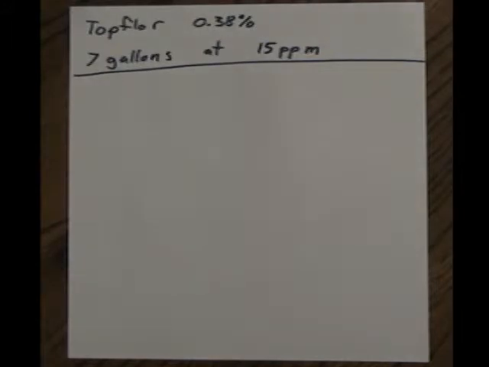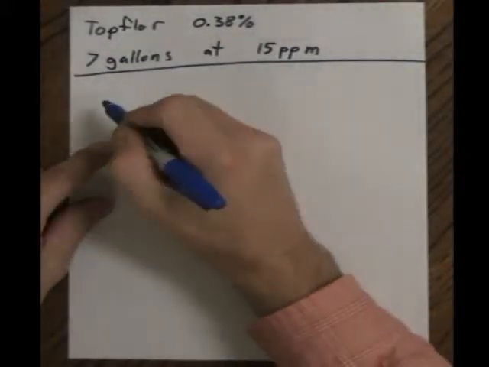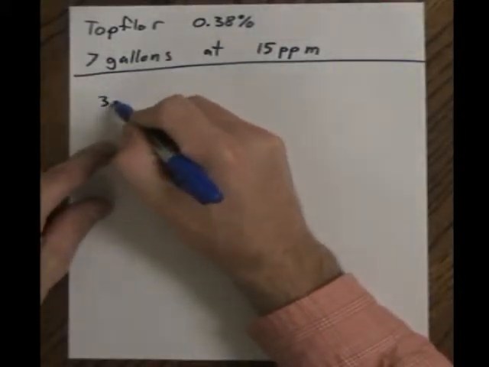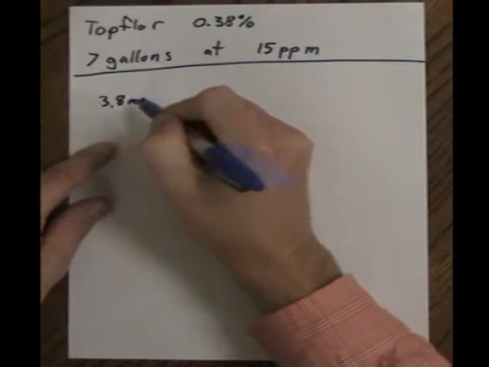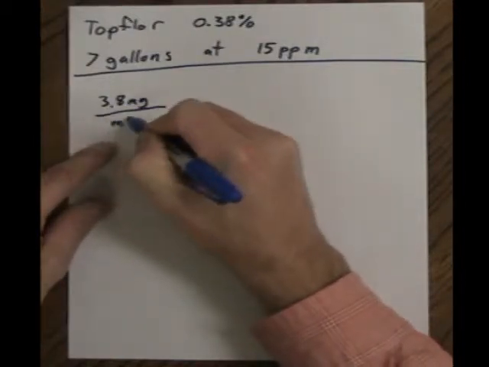In this example, we're going to use Top Floor, which is a 0.38% solution, and I want to mix up 7 gallons at 15 parts per million. And you know from our PowerPoint presentation that if we have a 0.38% solution, that's the same, using our conversion factors, as 3.8 milligrams per milliliter.